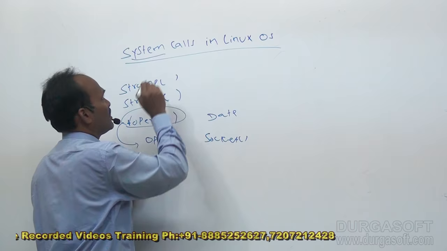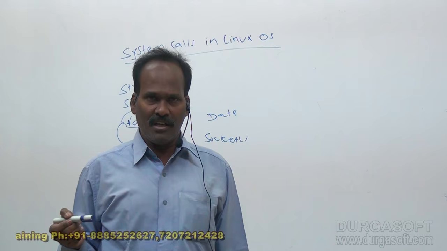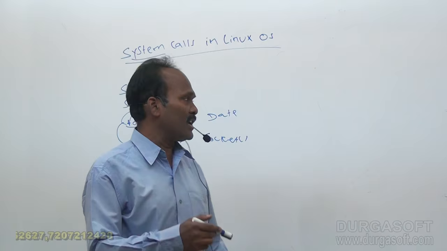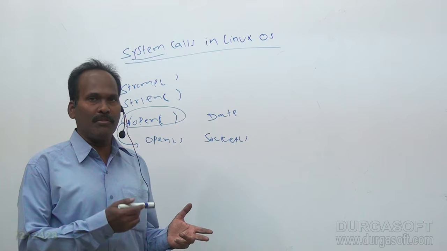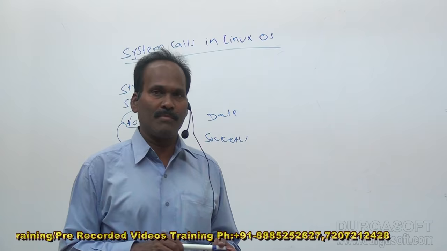A system call is just like a function, but the difference is that a library function does not communicate with the kernel of the operating system, but a system call directly communicates with the kernel. Then what is the need of communicating with the kernel? I have discussed one example. Suppose I want to change the system date and time. For changing date and time, we don't have that right, we don't have that privilege. The system call is able to communicate with the kernel of the operating system.